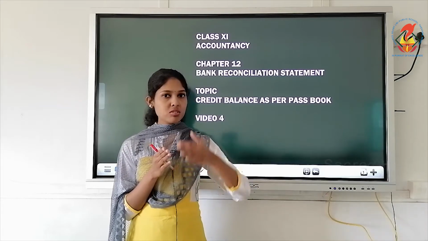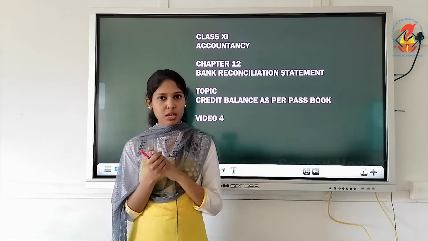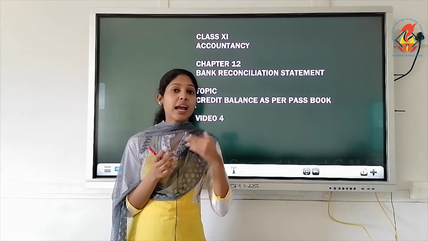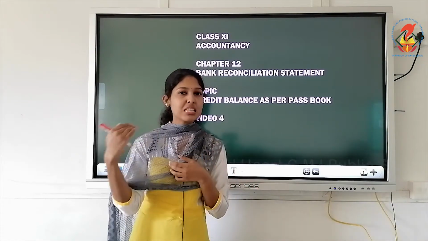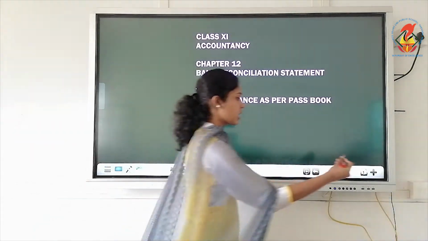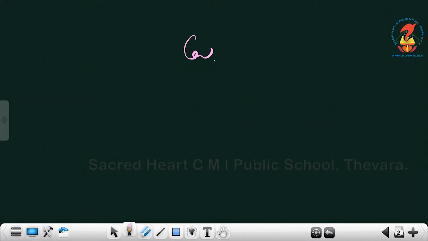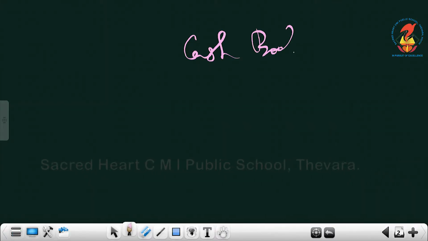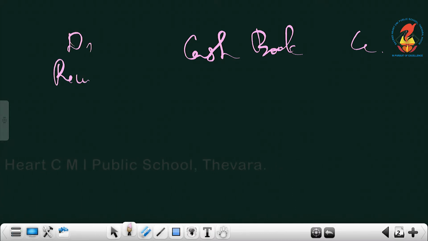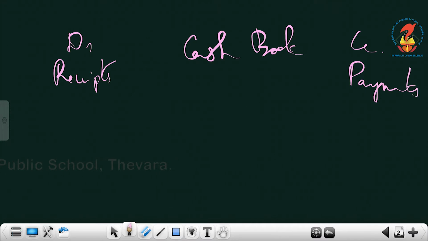Understood? And crediting the bank account means adding money to your account, whereas crediting the cash book is the reverse. Understood? When you do a cash book, the right side is the credit side, this is the debit side or the receipt side, and this is the payment side. This is the format of a cash book.